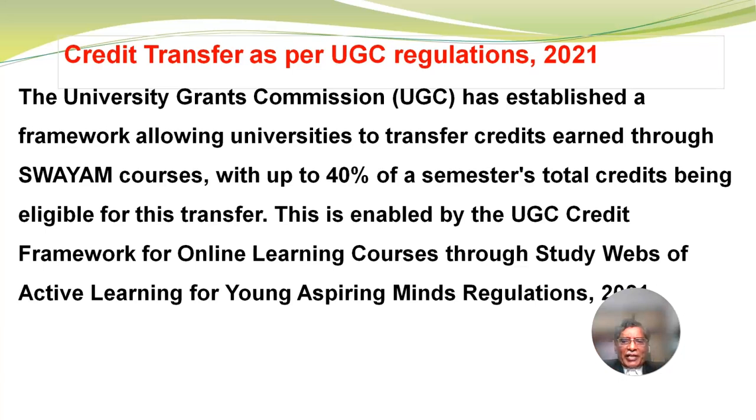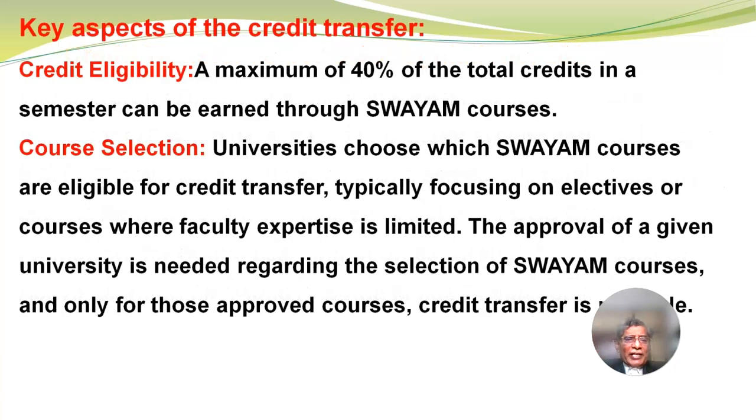universities to transfer credits earned through SWAYAM courses, with up to 40% of a semester's total credits being eligible for this transfer. This is enabled by the UGC Credit Framework for Online Learning Courses through Study Webs of Active Learning for Young Aspiring Minds Regulations 2021. Key aspects of the credit transfer.